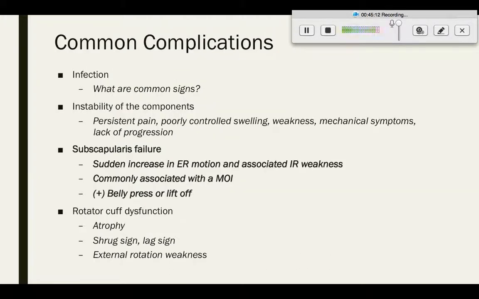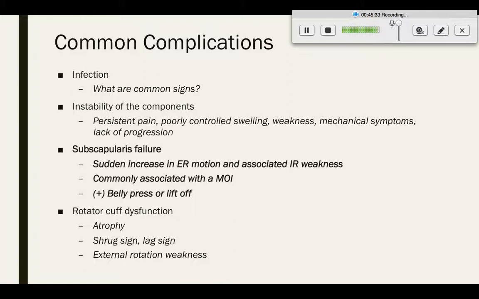Common complications. Again, infection, especially since this is an open procedure. Instability of the components. So what that looks like: persistent pain, poorly controlled swelling, weakness, mechanical symptoms, a failure to progress as expected. Subscapularis failure is the big one.